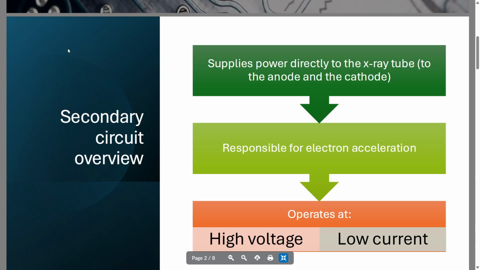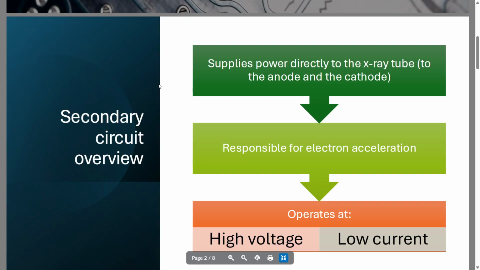This is what is going to be responsible explicitly for that electron acceleration from cathode to anode. So we've talked about the filament circuit that supplies the mA, so we have enough electrons forming at the cathode, but it doesn't actually accelerate the electrons from cathode to anode. That's the responsibility of the secondary circuit. So try to remember that difference, as that's a common point of confusion.